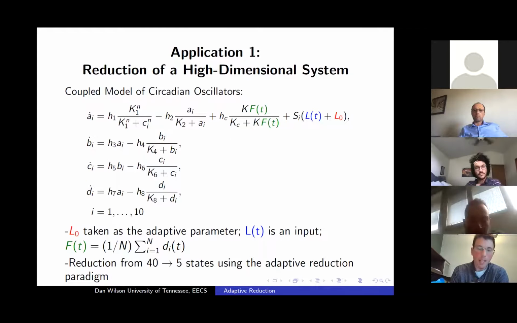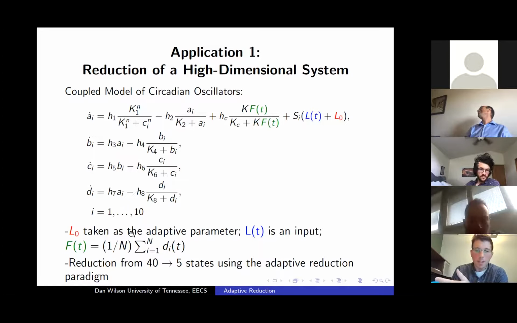So here's a couple applications where this ends up being useful. We're going to think about the same circadian model. In this case, we're going to have a bunch of oscillators, 10 in this case, each with 4 separate variables, and they're coupled through this mean field value of D in through here. We also have this adaptive parameter. Again, think about this as a constant light input. And then we have this L of T term, which can be used to implement a light dark cycle or just any light input that you want to see how it changes the behavior.